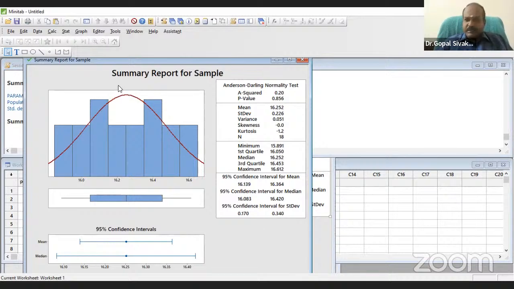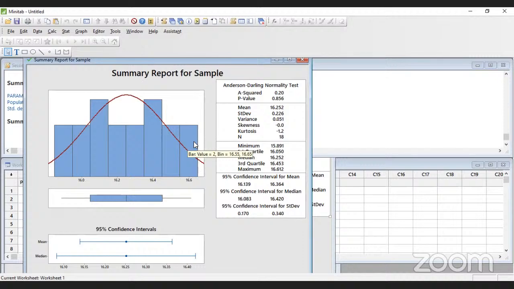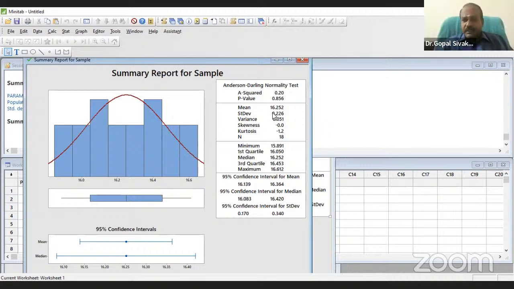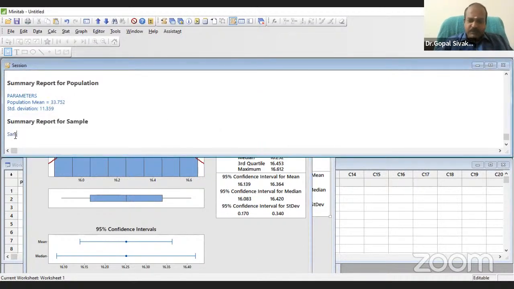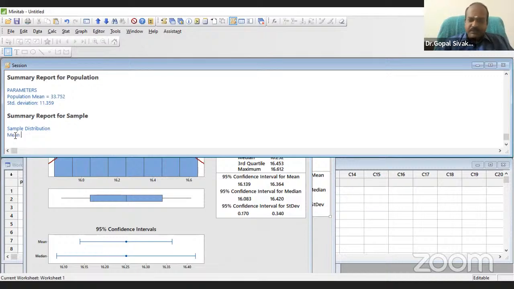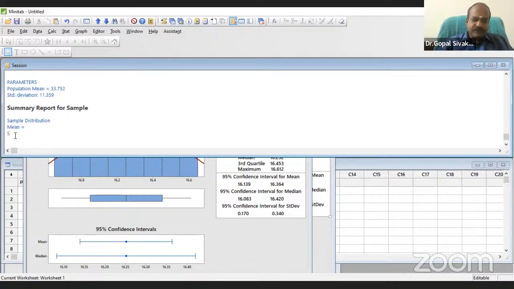So, do you see a distribution, all of you here? This is called the sample distribution. What was the name of the distribution earlier? Population distribution. Now it is the sample distribution. Remember the mean and standard deviation. Mean is 16.252. Standard deviation is 0.226. Now this is the sample distribution. Mean is how much? Standard deviation is how much?